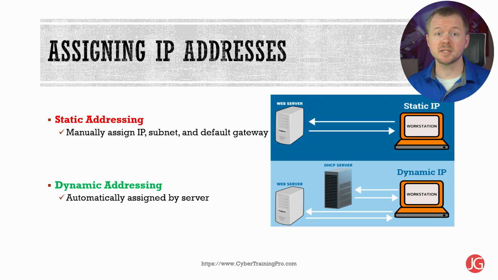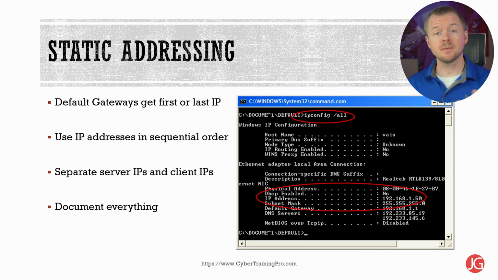When it comes to IP addresses, there are 2 ways that they get assigned. Static addressing, which means that you or somebody manually assigns a specific IP address, subnet mask, and the default gateway. Or dynamic addressing, which is where the system is going to automatically assign all that information from a server. When it comes to IP addressing, there aren't a lot of rules with how specific IP addresses get assigned.